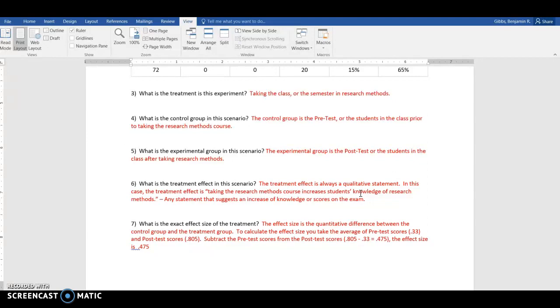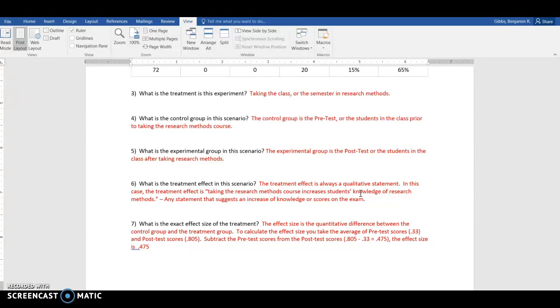So put it in a practical sense. Let's say you paid $4,000 for this particular course, and I don't know what courses exactly cost. Probably not that much, but let's just say it is. So are you willing to spend $4,000 on a course to improve your knowledge by 47.5%? And if so, are you really willing to spend $4,000 to increase your research methods knowledge by 2%?